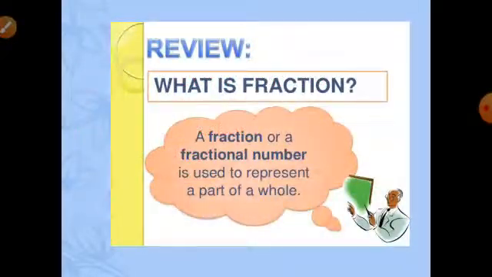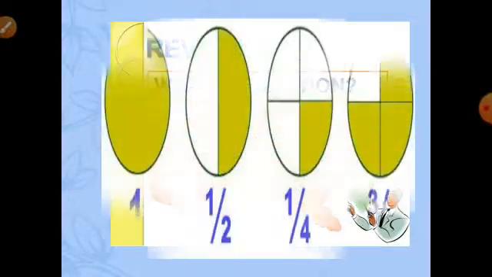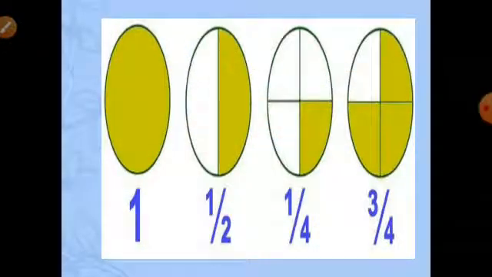So let's see first what is a fraction. I hope you must be familiar with this word. A fraction or a fractional number is used to represent a part of a whole. This will be more clear with the pictures. Let's see that we have a circle over here and there are 4 circles. And the first circle is showing full green color. So that means this is one whole circle. There are no parts of the circle.